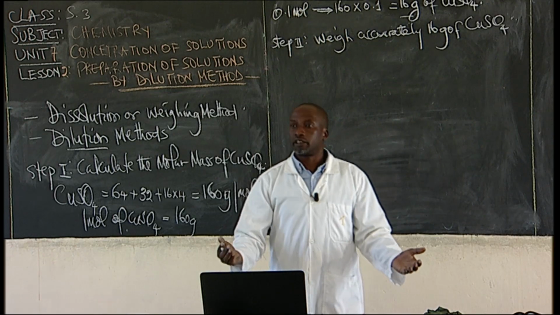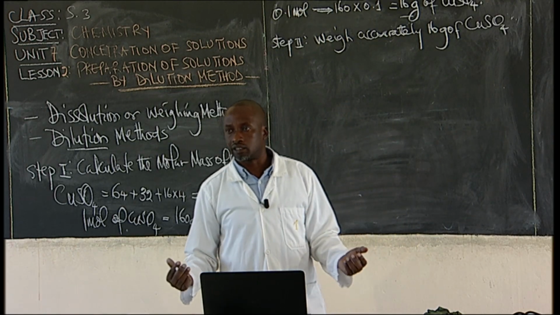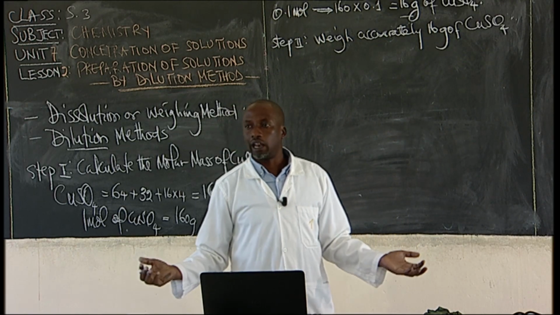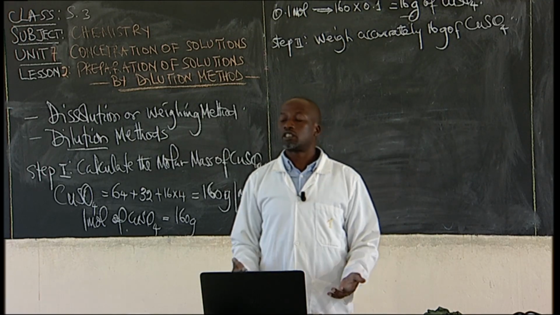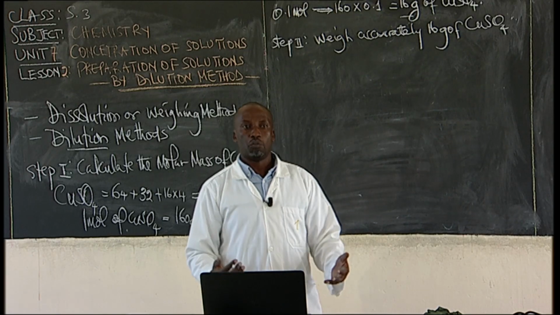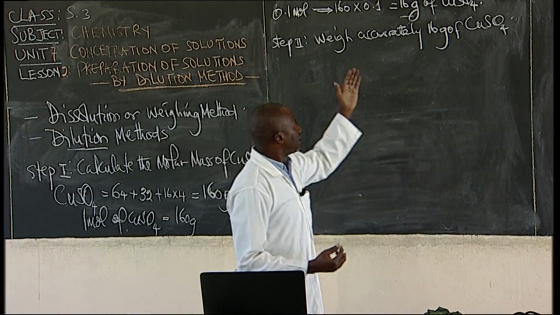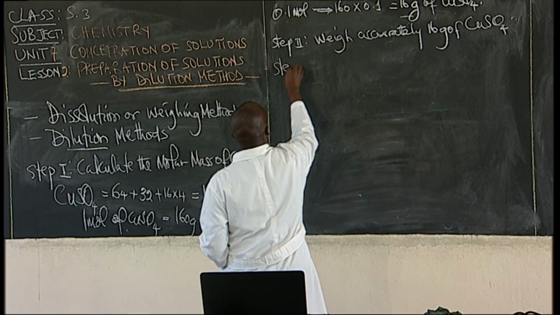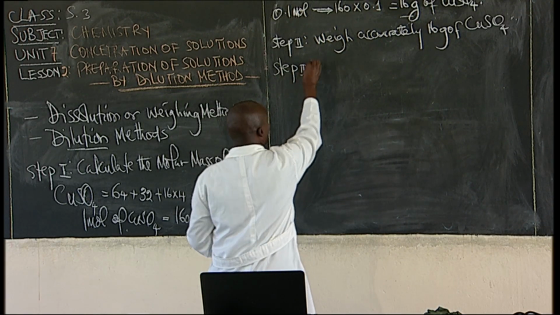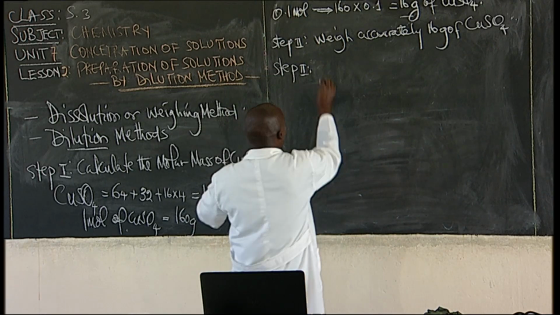You weigh using a weighing scale, electronic balance, or beam balance, or whatever balance you are using. But the electronic scale is much better, more accurate. So you weigh 16 grams of copper 2 sulfate. Step number 3, you have to put the 16 grams.